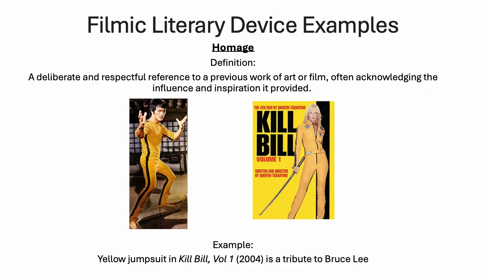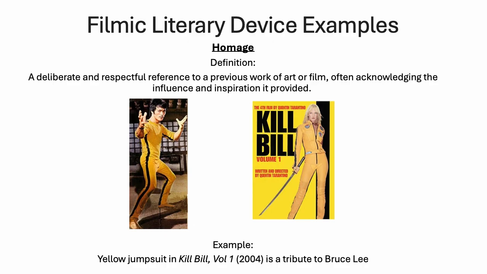Another literary device that's seen in film is homage. Now, homage is a type of allusion, but at a much deeper level. It's a deliberate and respectful reference to a previous work of art or film. A good example of this is in Kill Bill Volume 1, when the bride is wearing a yellow jumpsuit similar to what Bruce Lee wore in Game of Death. In this way, Quentin Tarantino is paying homage or great respect to Bruce Lee, one of the most influential characters in film history related to martial arts.